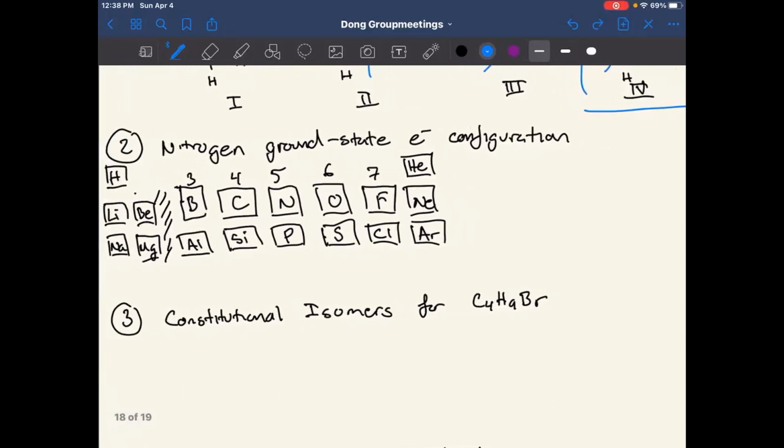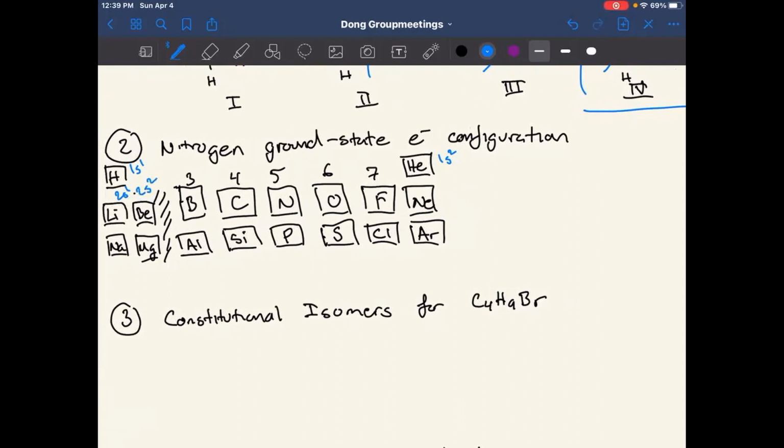Starting with hydrogen in the top left, hydrogen is going to be 1s1. Moving to helium is going to be 1s2. Lithium is going to be 2s1. Beryllium is going to be 2s2. Boron is going to be 2p1. Carbon is going to be 2p2, and nitrogen is going to be 2p3. So the electron configuration should be 1s2 fully filled, 2s2 fully filled, and 2p3 partially filled.